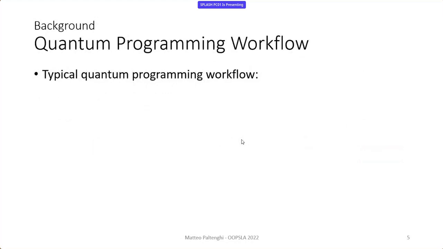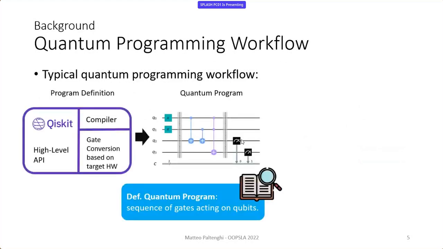So let's now introduce some basics. Let's give a brief overview of a typical quantum programming workflow. Here I'll give an example with one of the most popular platforms, which is called Qiskit. It's been backed by IBM. In a typical workflow, we define our program in a high-level API in Qiskit, which is then mapped into the hardware thanks to the compiler embedded in these platforms. And then it becomes something like this, which is called a quantum circuit or program.